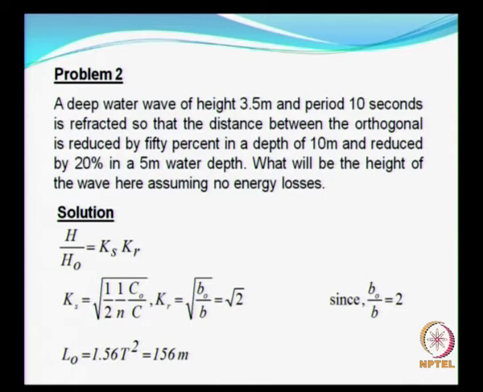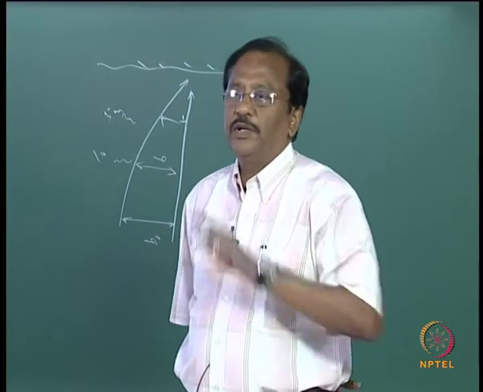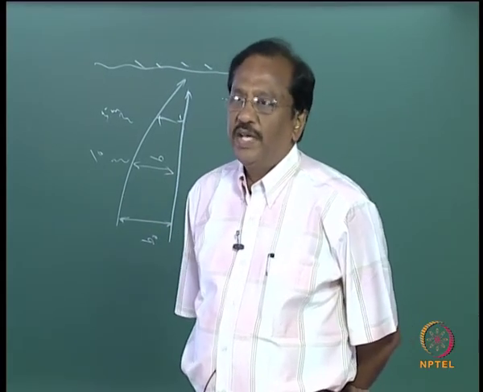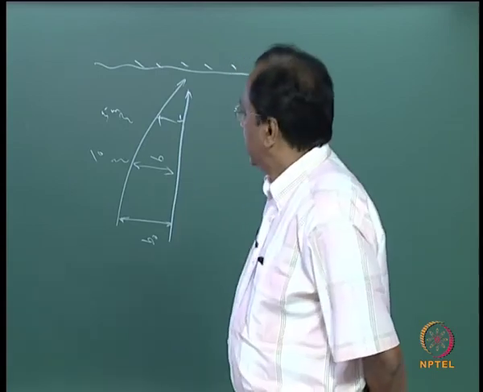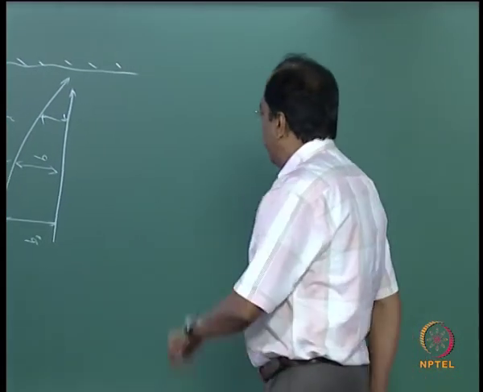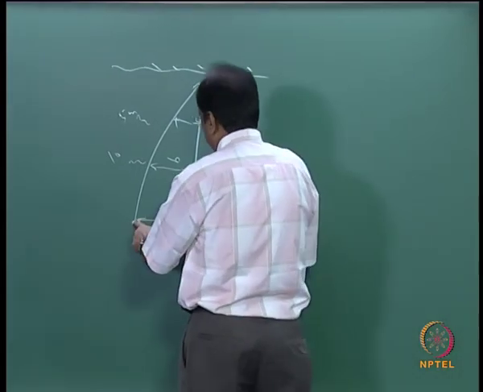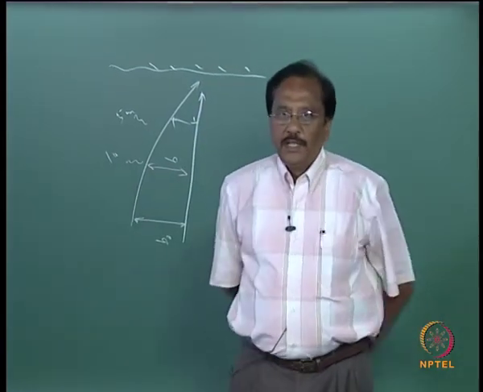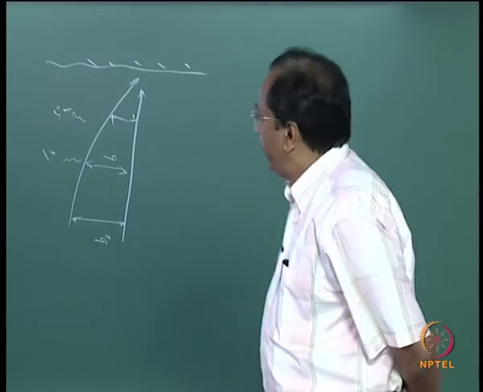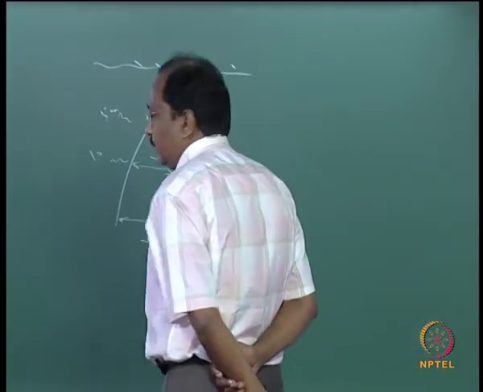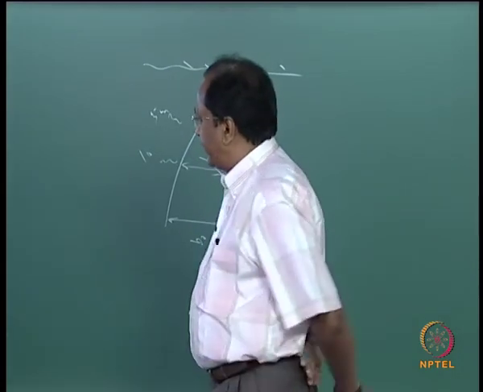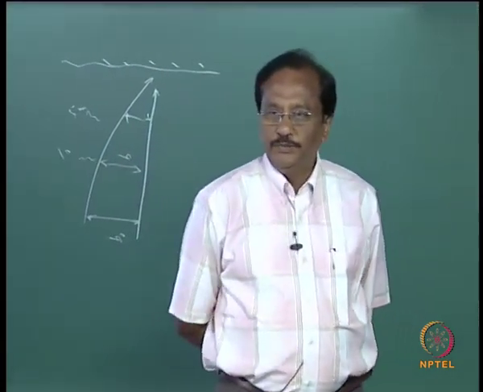And the Shoaling coefficient, you already have the expression as shown here, whereas the refraction coefficient is the square root of the ratio of the spacing between orthogonals in deep waters to the spacing between the orthogonals in the shallow waters, at any given water depth. Now as per the problem, if this is B naught, there is a reduction of about 50%. So B naught by B is going to be 2. So your refraction coefficient is square root of 2.